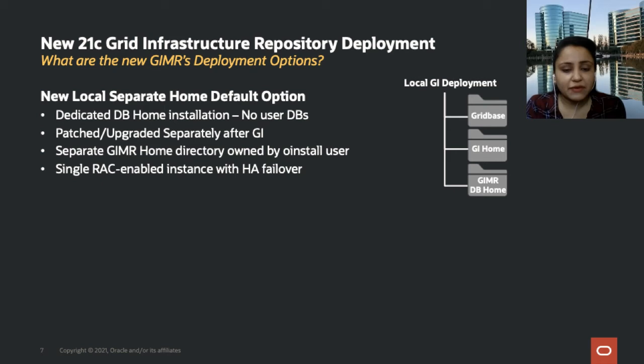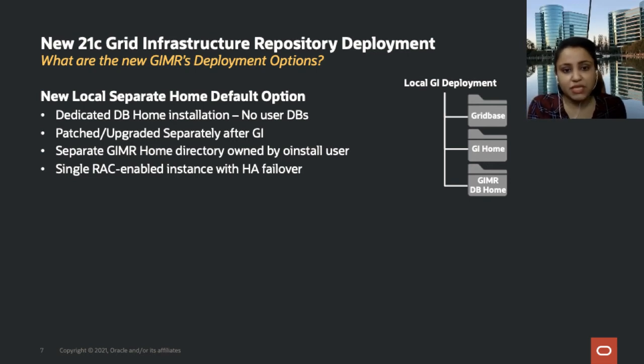And we got feedback from our end users that monolithic upgrade and patching stalls GI upgrade and patching. But after home separation, GI upgrade and patching can go through immediately without getting stalled for the GIMR process. And in that case, user DB downtime would be small, and GIMR patching and upgrade can take place separately. But one point to be mentioned here is that the separate GIMR home directory must be owned by the OInstall user, and it has to be a single-instance RAC-enabled database with HFLOS.